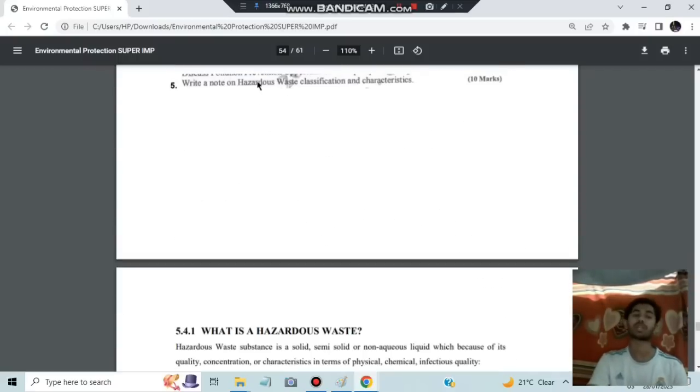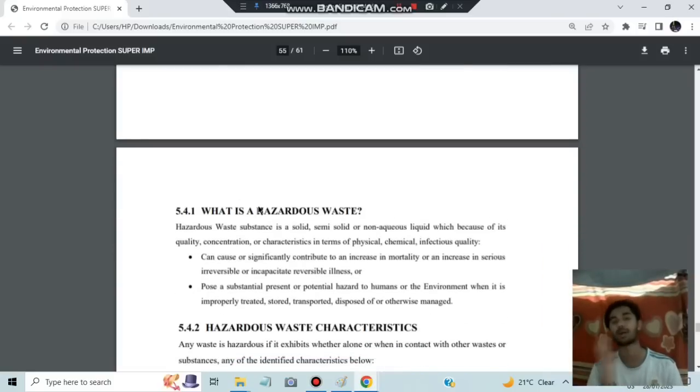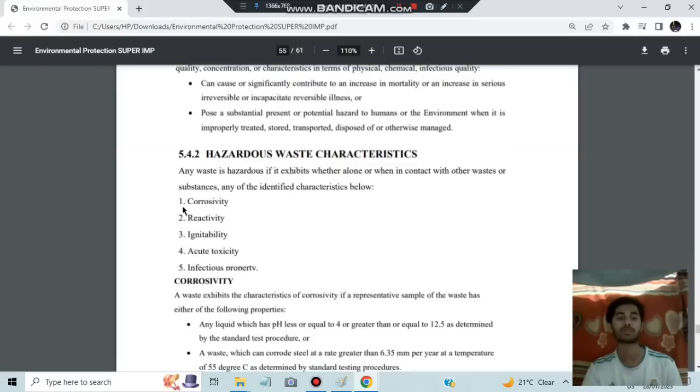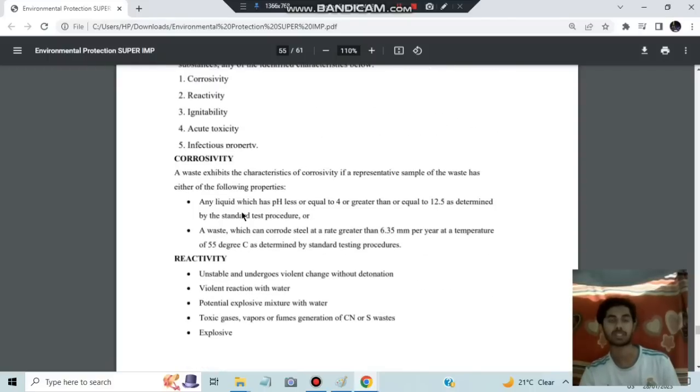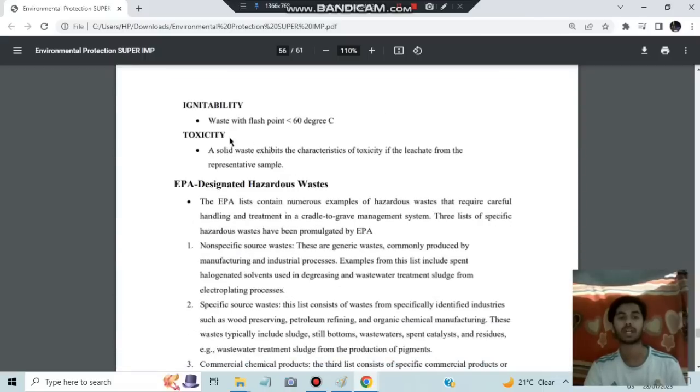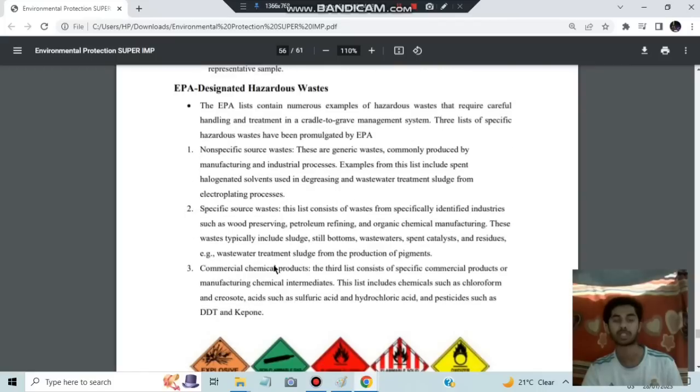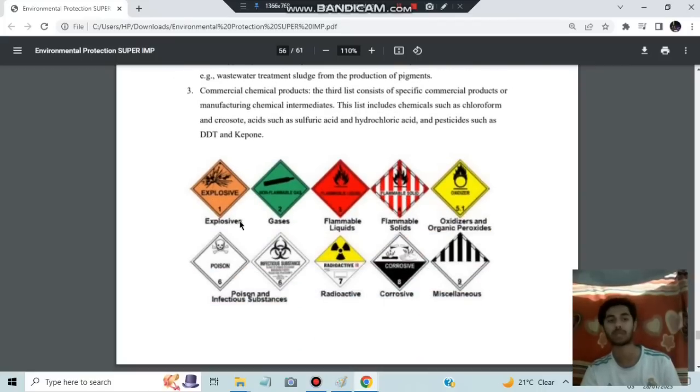Next we have write a note on hazardous waste classification. Hazardous waste means the waste which is harmful to us and the environment. So what are the characteristics of it? Corrosivity, reactivity, ignitability, acute toxicity, infectious property. Okay, so based on that you'll be having some factors of those characteristics. So you can go through it here, present here, and what are the different characteristics and the types, right? Non-specific, specific, and commercial.